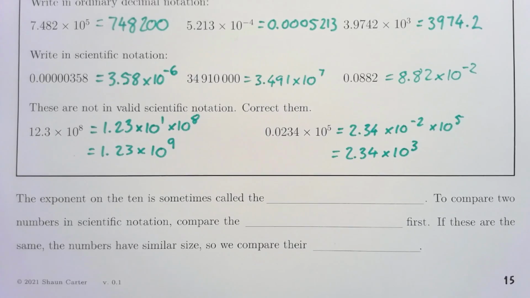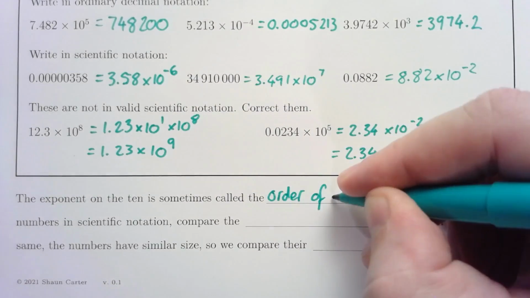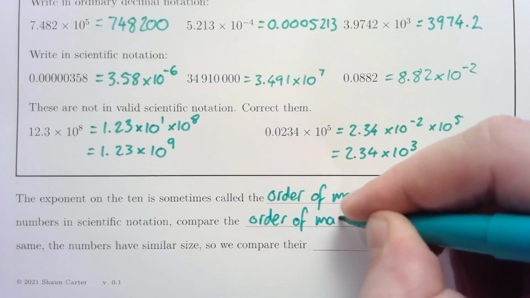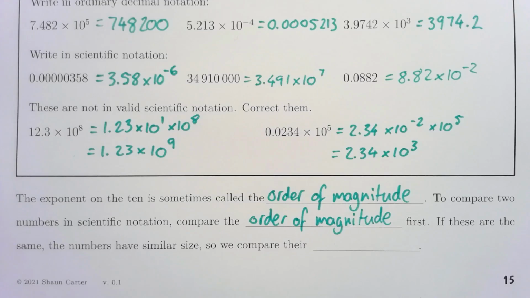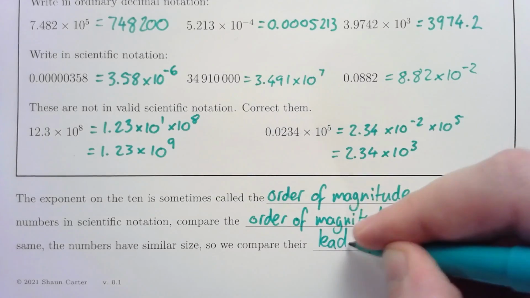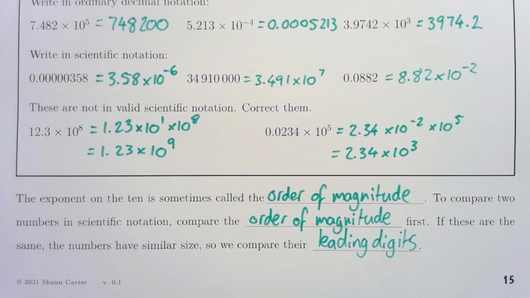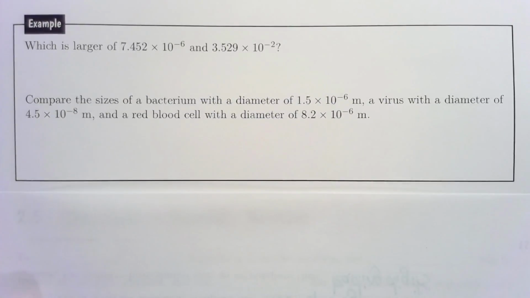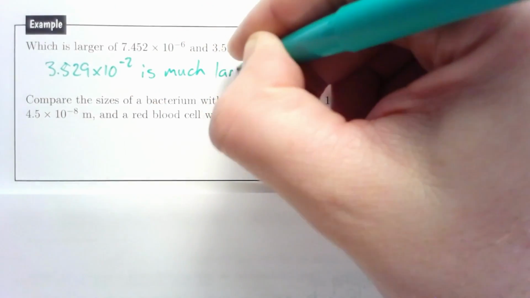Now the exponent on the 10 is sometimes called the order of magnitude. To compare two numbers in scientific notation, we should compare the order of magnitude first. If these are the same, the numbers have similar size, so now we compare their leading digits. For example, which is larger of 7.452 times 10 to the power of 6 and 3.529 times 10 to the power of negative 2? Looking at their orders of magnitude, 10 to the power of negative 2 is much larger than 10 to the power of negative 6. So, that second number is the larger one.